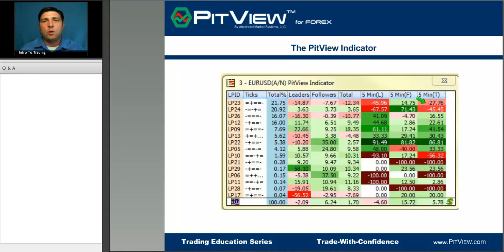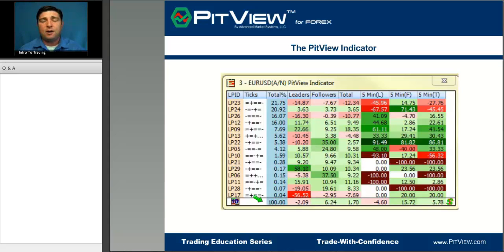And then it will give you that algorithmic total. What has been their overall activity? In this case, the overall sentiment for the last 5 minutes is obviously he's had more activity inside the ask, much more than he's been inside the bid. So negative 27.76 is showing you that imbalance for the last 5 minutes. So that's speaking for Mr. LP23 over here. A lot of our PitView traders also like to just track what the overall market has done.